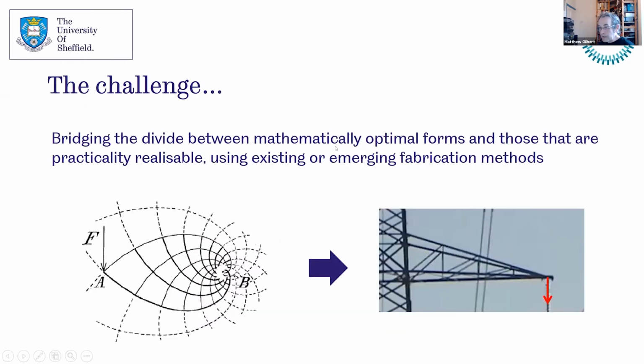So the big challenge is benefiting from the theory. We've known about optimal structures for more than a century. How can we bridge the divide between the mathematically optimal forms that we see, for example, on the left, and a practically realizable structure, making use of fabrication methods, which might be traditional, or they might be some of the emerging digital fabrication methods? So, for example, laser cutting, 3D printing, and so forth. So that's the challenge.